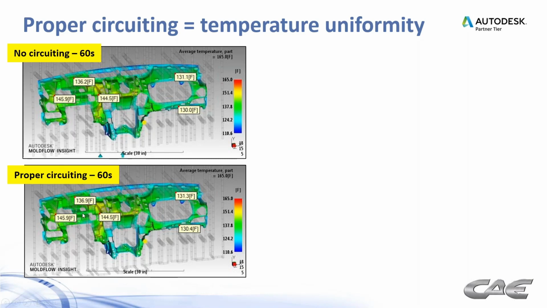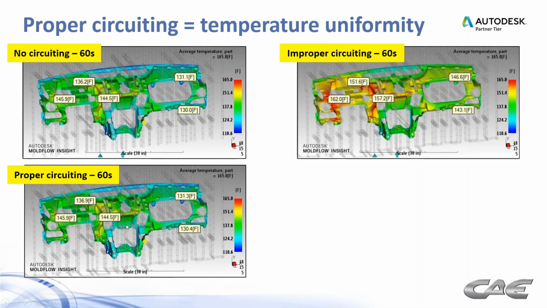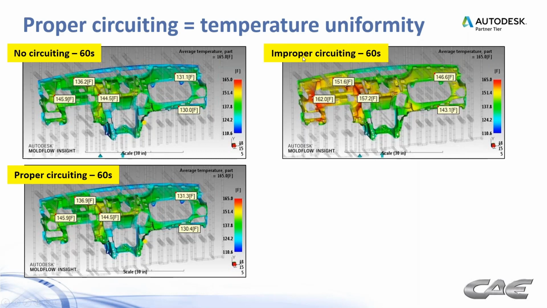When we go to proper circuiting, you see we've got pretty much the same temperature uniformity as we did when we had no circuiting. But remember, now we're more efficient. We can do it with the GPM that we have available. Here's what happens when you do improper circuiting.